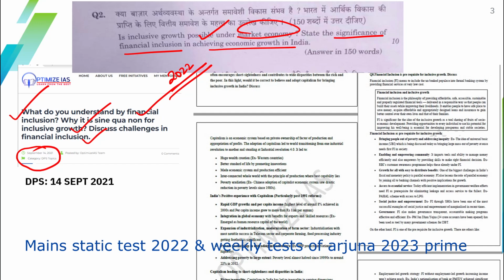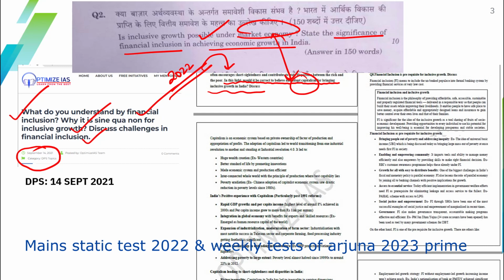You can see here this is a static question I had prepared, and the same question has come. In the light of the above statement, it would be correct to believe and adopt capitalism for bringing inclusive growth in India. So capitalism is what? Nothing but market economy. Capitalism is what? Nothing but market economy.